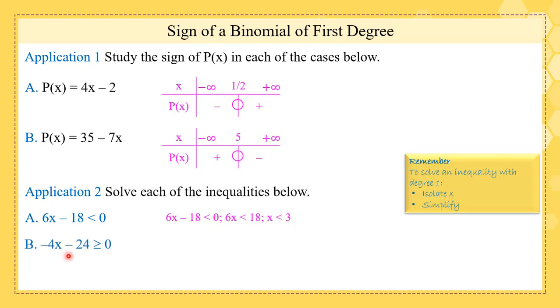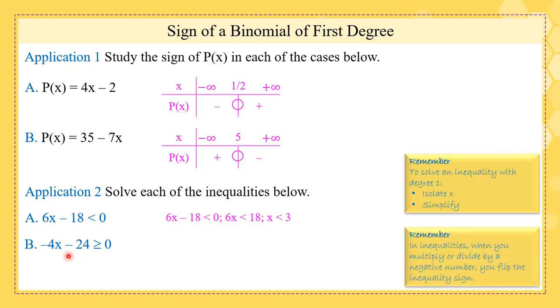Now, minus 4x minus 24 is greater than or equal to 0, so minus 4x is greater than or equal to 24, and x is smaller than or equal to minus 6. Remember, here in inequalities, when you multiply or divide by a negative number, like in this case we are dividing by negative 4, you flip the inequality sign. You see, the inequality sign was greater than or equal to 0, so we flip it into smaller than or equal to 0.